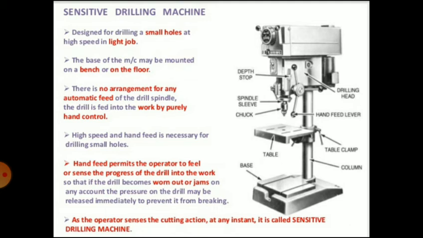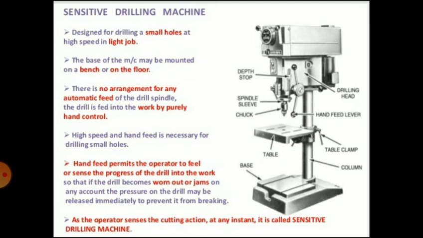The base of the machine may be mounted on a bench or on the floor. It consists of a vertical column, horizontal table, and a head supporting the motor, driving mechanism, and vertical spindle. So you can see in the diagram, there is a base, then a vertical round column, then an arm. At the top, there is a driving mechanism to rotate the spindle, and a vertical spindle in which the chuck can be held.